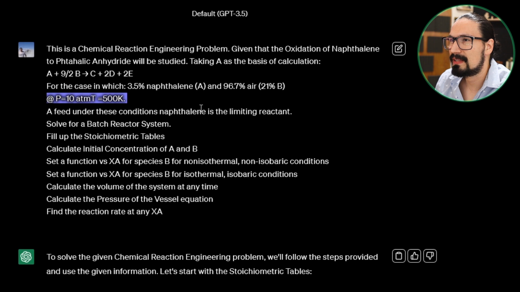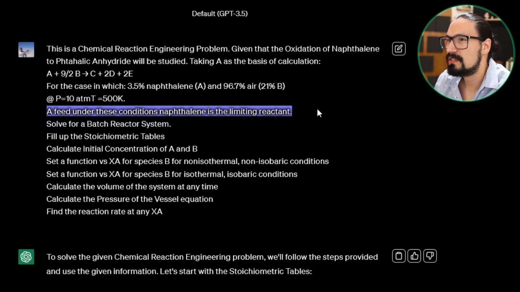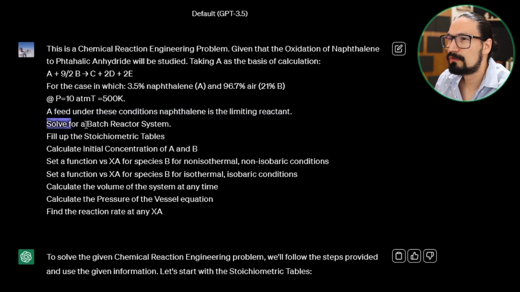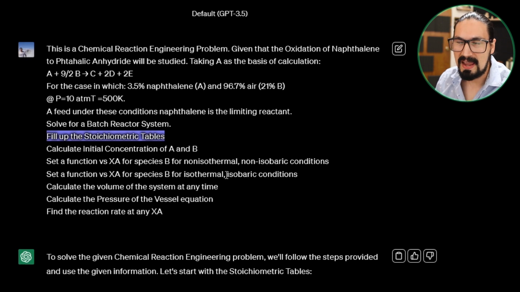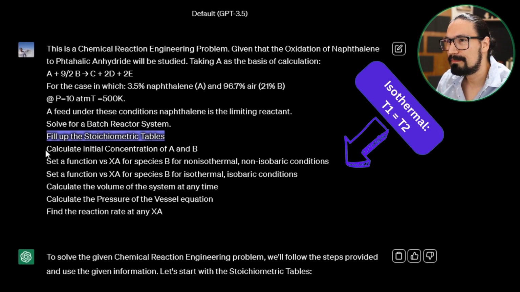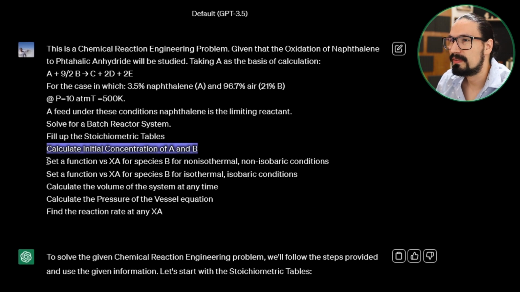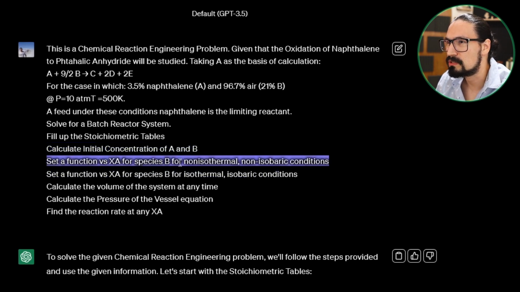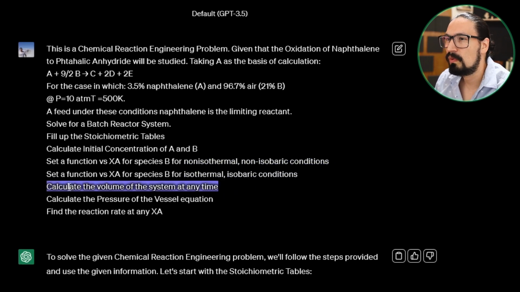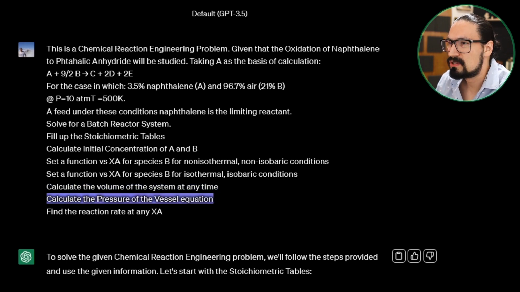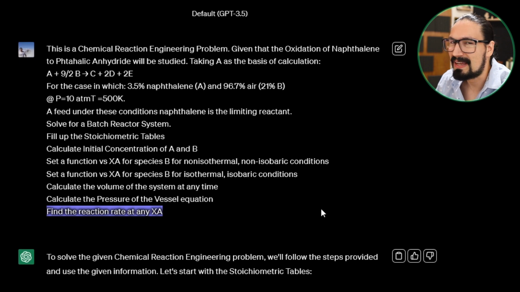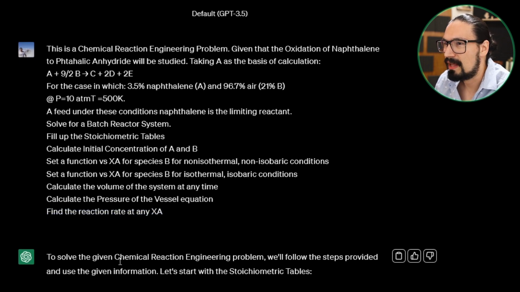We have pressure and temperature conditions. Under these conditions, naphthalene is the limiting reagent, and we want to solve for a batch reactor system. Fill up the stoichiometry tables. We are not letting the AI know that this is actually an isothermal design, but we are going to be calculating initial concentrations. And then we need to set up functions of conversion of species B, for non-isothermal, non-isobaric conditions, then isothermal and isobaric conditions. We also need to calculate the volume of the system at any time. Remember that technically speaking, this is not at any time, it is at any extent of reaction. Calculate the pressure of the vessel and find the reaction rate at any conversion value. Okay, so let's see how it approaches this.